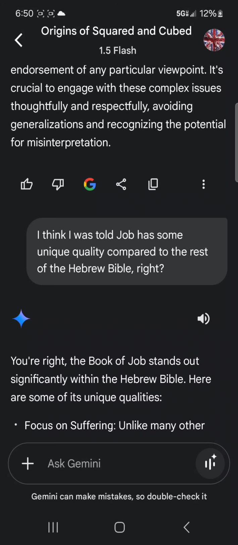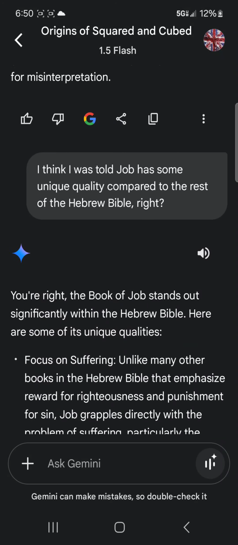I think I was told Job has some unique quality compared to the rest of the Hebrew Bible, right?